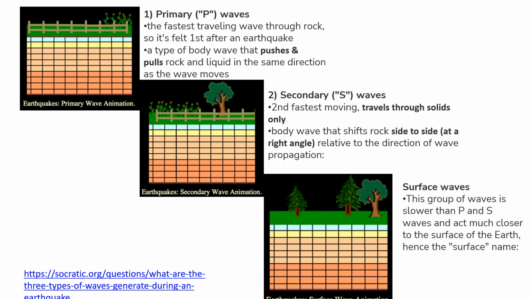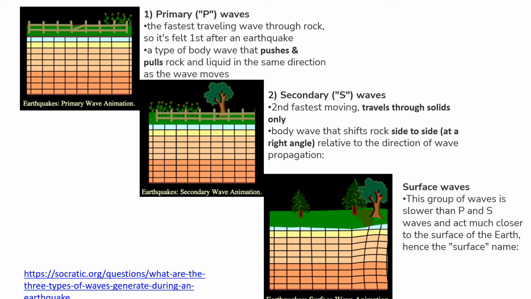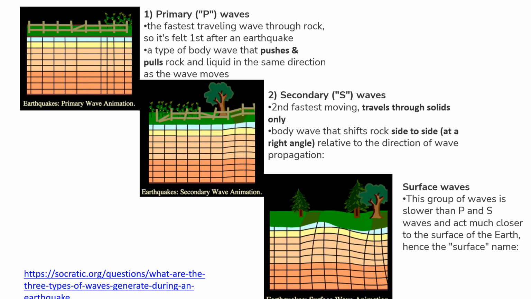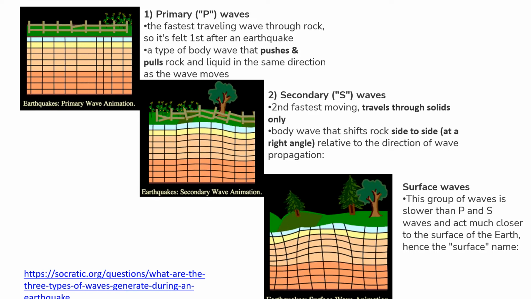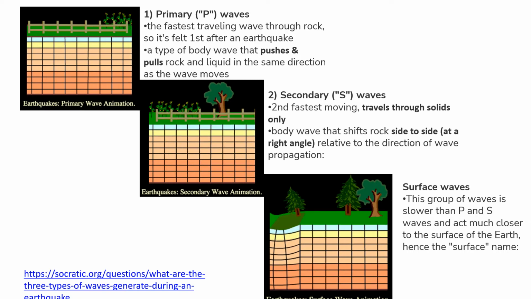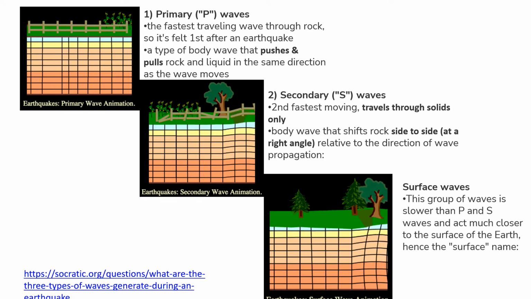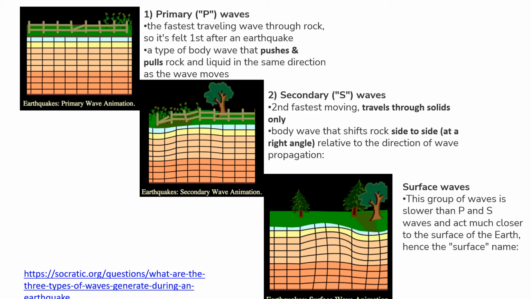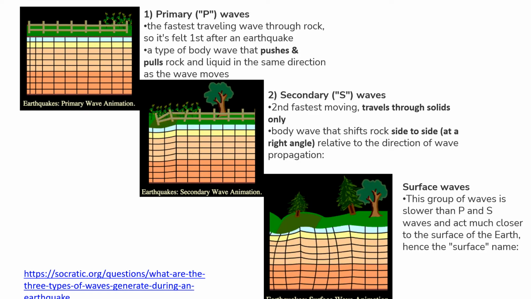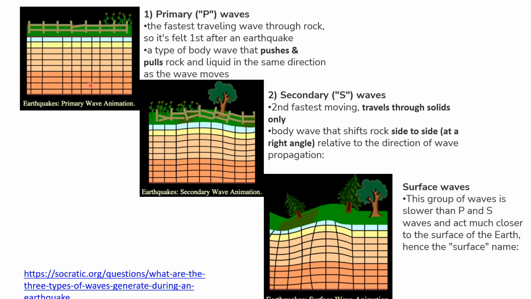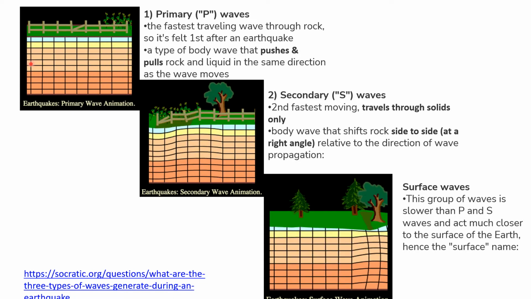Primary waves, or P waves, are the fastest traveling waves through rock, so they are felt first after an earthquake. P waves are a type of body wave that pushes and pulls rock and liquid in the same direction as the wave moves. All right, so this is an illustration of the P waves. They move through rock and liquid.